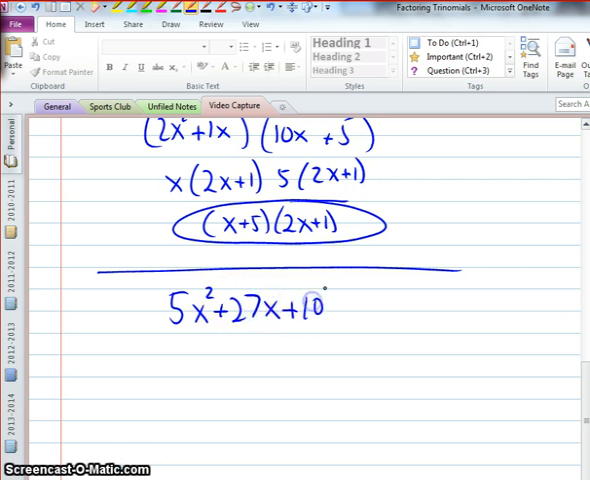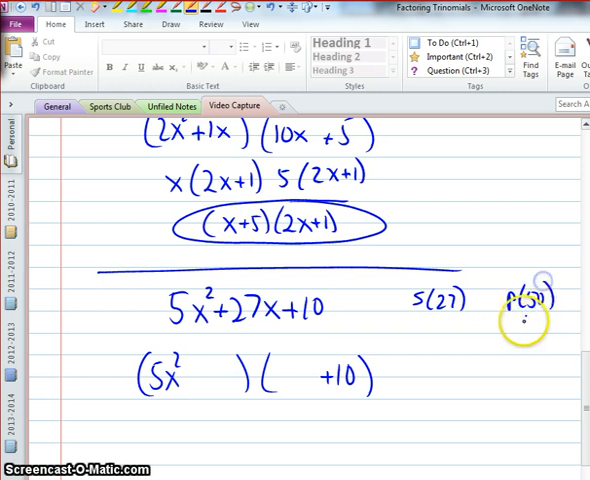One nice thing is it never changes. It's always the first term here, the last term here. The only question is how are we going to divide up 27? Well, if we're looking for a sum of 27, and in this case a product of 5 times 10, which is 50, well, 1 times 50, 2 times 25, 5 times 10, but I can stop right there because I know that 2 and 25 add up to 27.